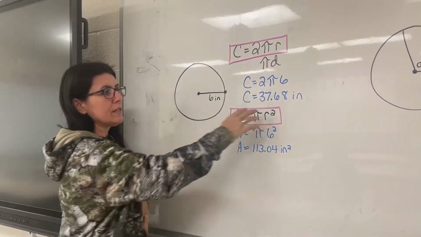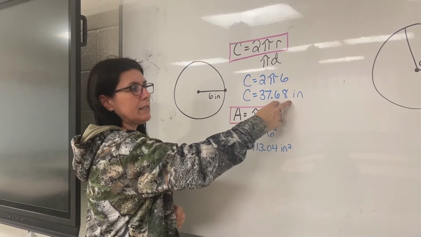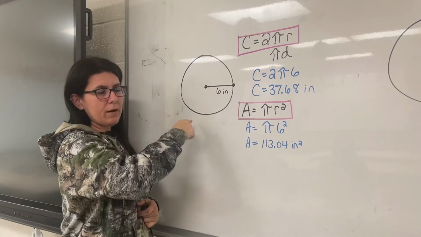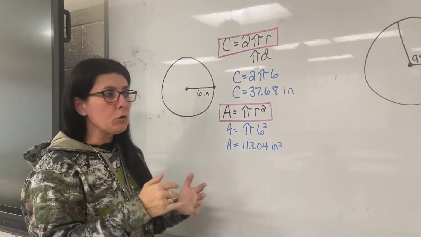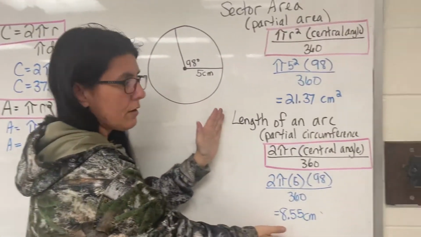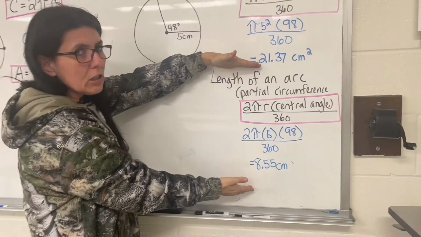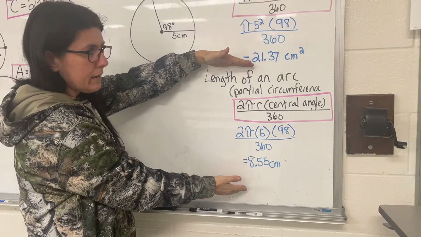So circumference, it is this length, 37.68 inches, this length of that black curve all the way around. Now what's new is a partial circumference. This part right here is new to you. So if you want to pause it and look at this for just a minute, I'm going to explain it.